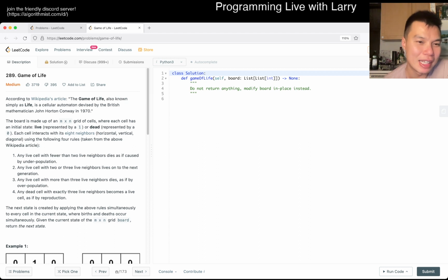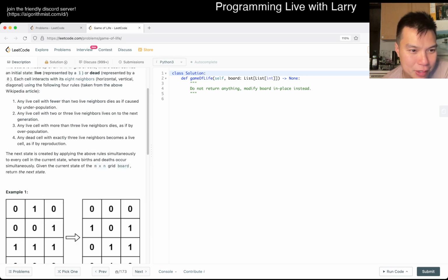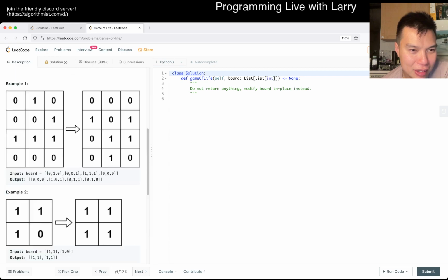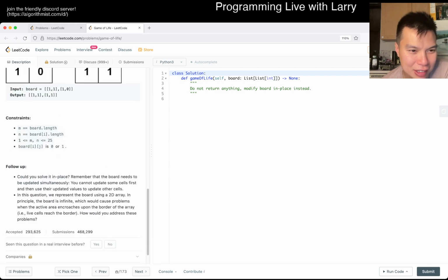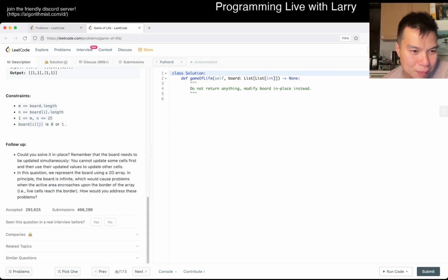Anyway, today's poem is Game of Life. So we know what Game of Life is, or as I do. If you don't, then that's what this is reading. But let's look at the follow-ups, just because this is pretty straightforward. Could you solve it in place? Remember, the board needs to be updated simultaneously. You can't update some cells first and then update the others. In this question, in principle, the board is infinite. What would cause problems when the array is infinite? Oh, I guess this is just talking about it.